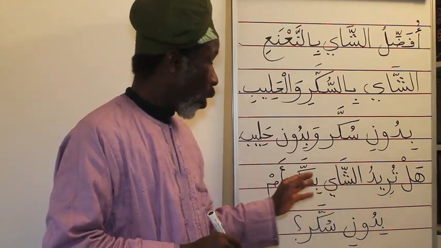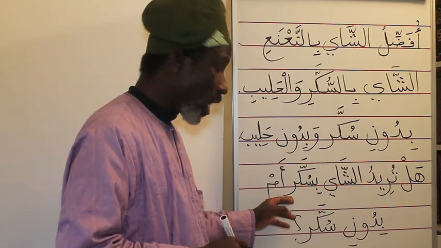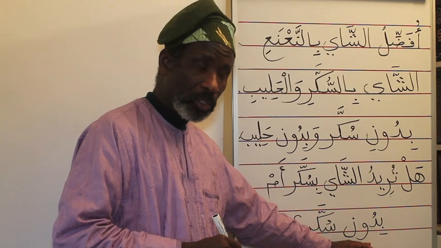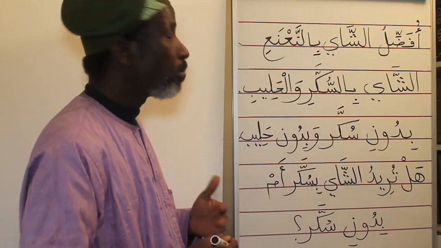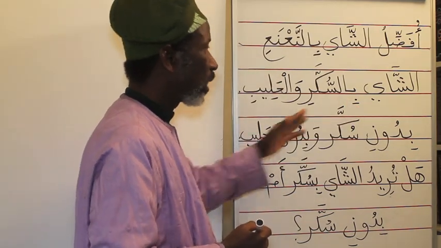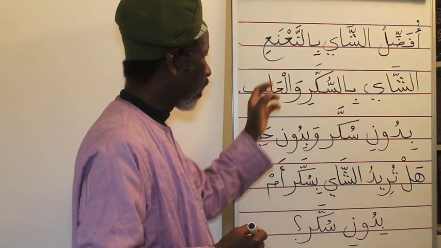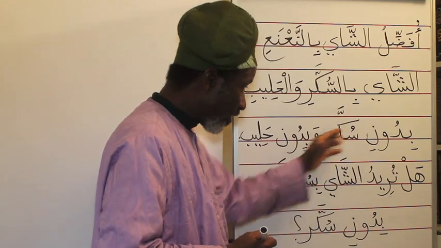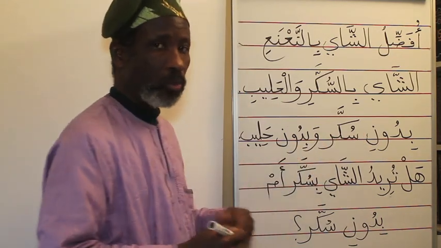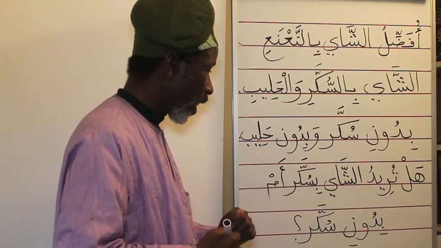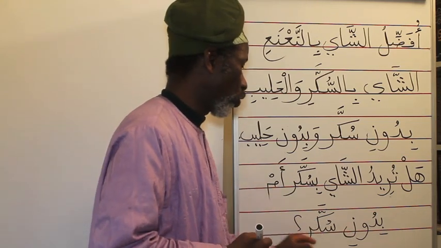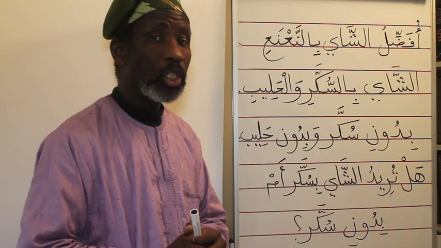Would you like tea with sugar or without sugar? So ufaddil shay binana min fadlik, I prefer shay binana. Shay bisukkar wal halib, that's tea with sugar and milk. Biduni sukkar, without sugar. Biduni halib, without milk. Hal turidu shay bisukkar, would you like tea with sugar? Am, or biduni sukkar, without sugar. Well, it's good. So let's start now a new page, which is about personal pronouns.